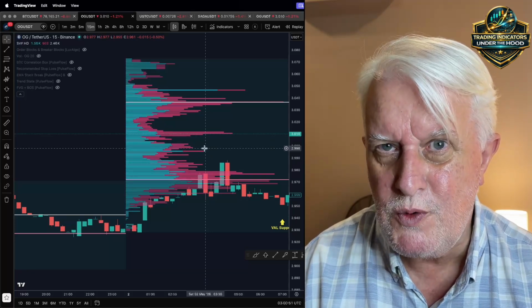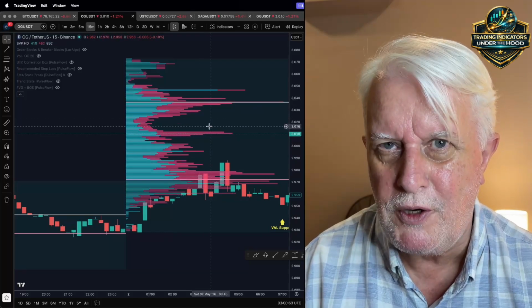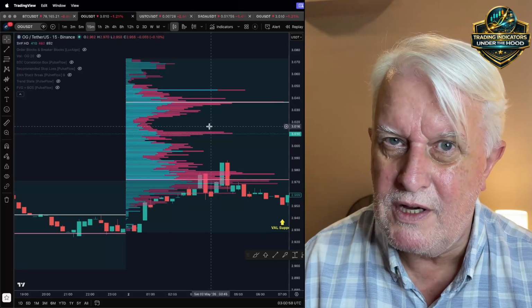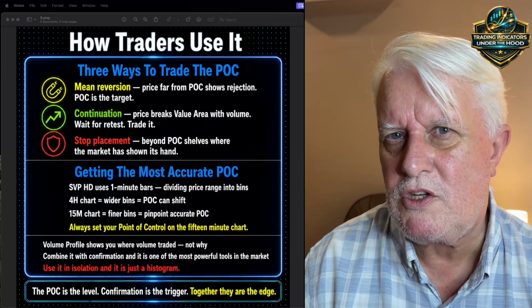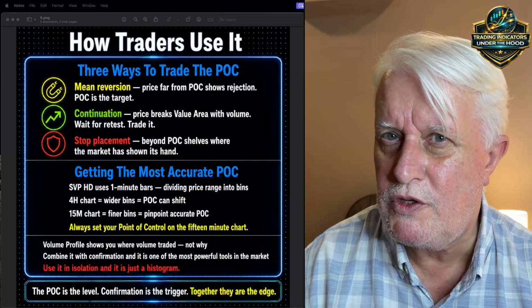So trust the zoomed in version when it shows you the point of control. That is the most accurate reading you will get. But here is what separates the traders who use this well from the ones that do not.